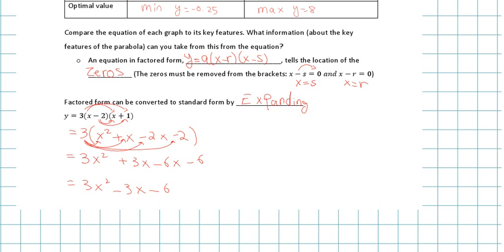Okay, are we okay with this? So this is just going back and forth. Remember that we can go back and forth between the different forms. So now that we have one, we have to stick with it.